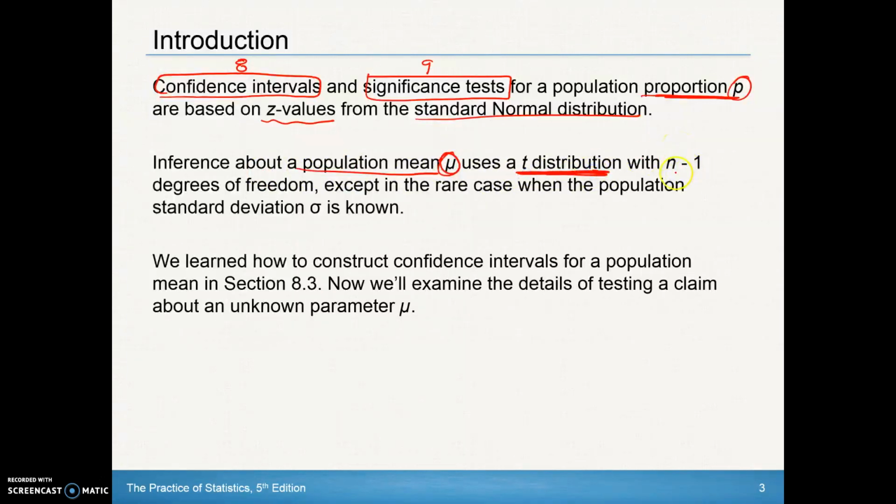So we have to remember in the t-distribution we always have n minus 1 degrees of freedom, because that's the way the table B chart is organized. And again, we wouldn't have to use the t-distribution if we knew the population standard deviation, but that is rarely known. Back in chapter 8, we learned how to construct confidence intervals for a population mean. Now we're going to examine the details of testing a claim. We're going to be looking at hypothesis testing, so the null and alternative hypotheses about a population parameter mu.